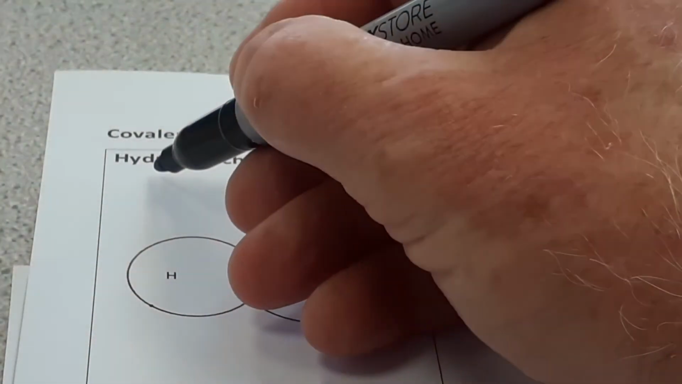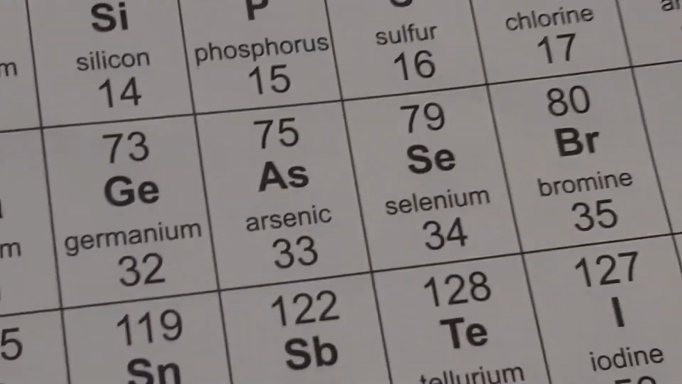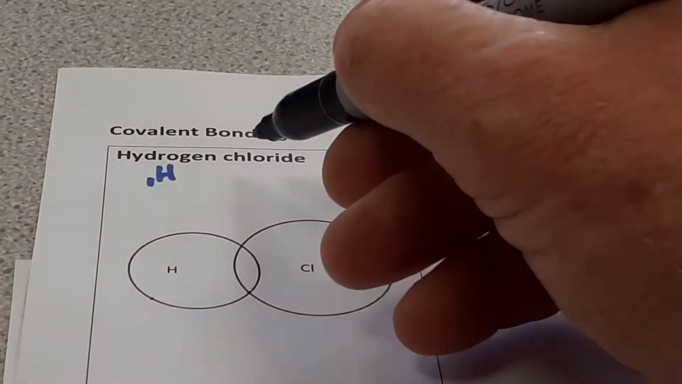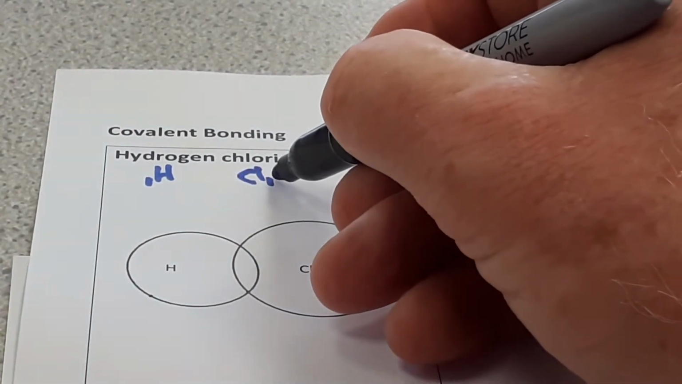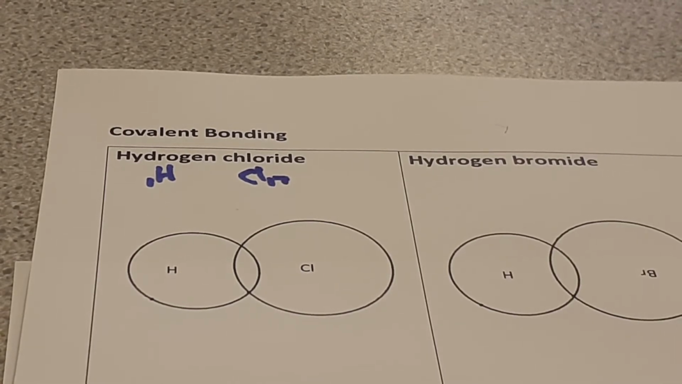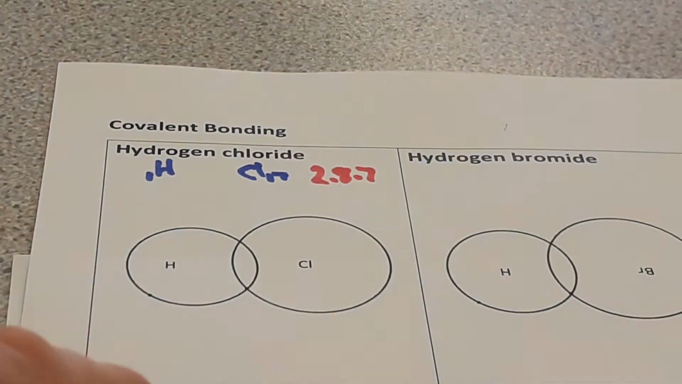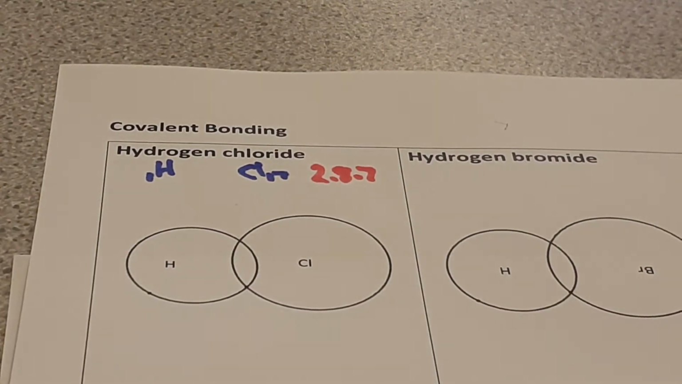So, using your periodic table, you can see there that hydrogen is atomic number 1. So, H1, it's got 1 electron in its outer shell. Chlorine is in group 7. So, you can see it's atomic number 17. So, if we look at these, hydrogen has got 1 electron, and chlorines will be arranged 2, 8, 7. Now, both need 1 for a full shell.